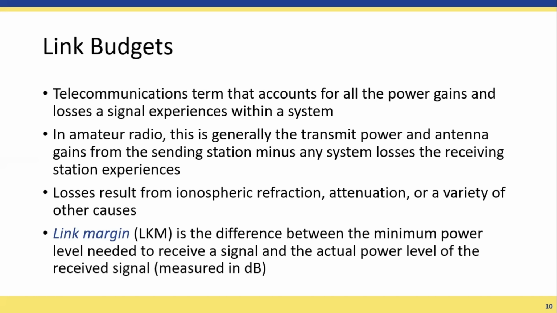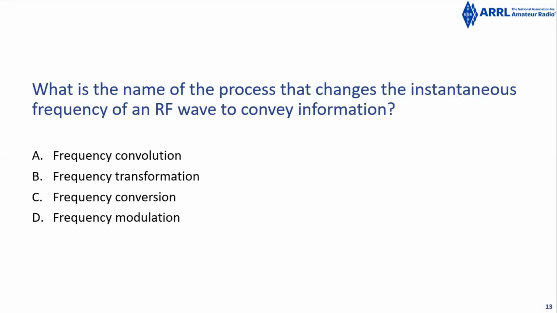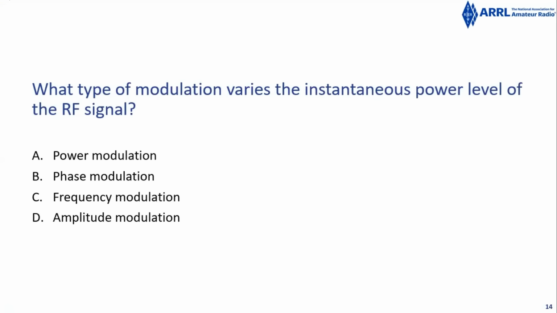Okay, so what's the name of the process that changes the phase angle of an RF signal to convey information? Well, that's phase modulation, B. What's the name of the process that changes the instantaneous frequency of an RF wave to convey information? All right, instantaneous, that'd be frequency modulation, okay? What type of modulation varies the instantaneous power of the RF signal? And that would be amplitude modulation.